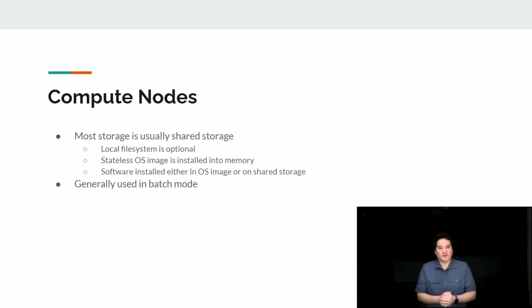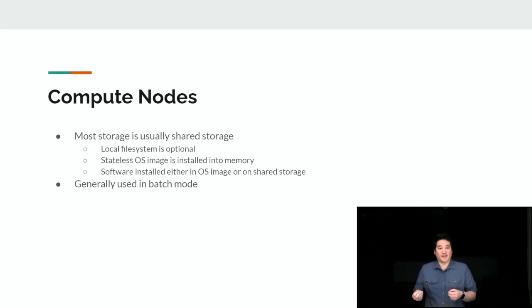So, compute nodes. Most storage on a compute node is shared storage. Local file systems are optional. Typically with the advent of GPU compute nodes, you've been seeing local storage come up a little bit, because transferring data in and out of GPUs via the network can cause a little bit of slowdown.